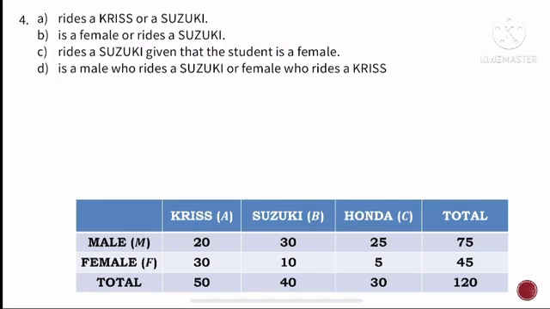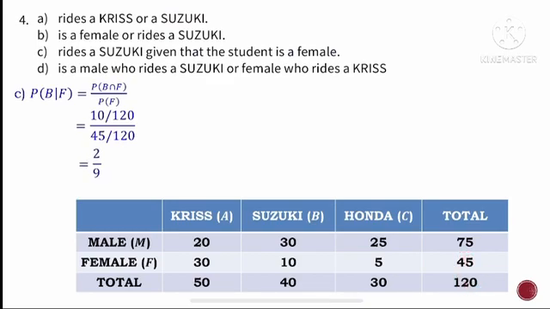Question C is probability that the student rides Suzuki given that the student is female. This is a conditional probability B given F. And it equals to probability B intersect F divided by PF. Probability B intersect F is 10 divided by 120. Probability F is the total female divided by 120. And the answer is 2/9.